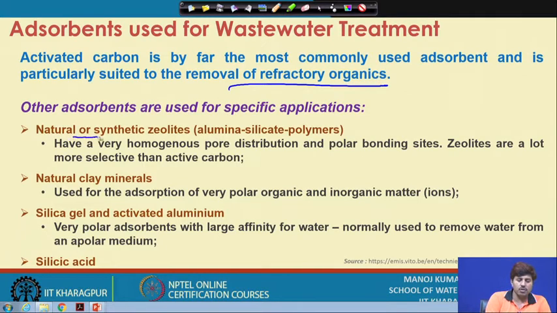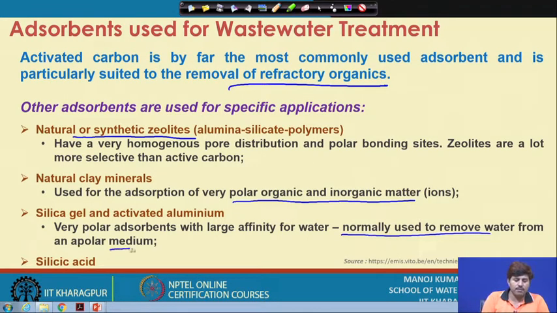Natural or synthetic zeolites can be used for softening and similar applications. Natural clay minerals are used for the adsorption of very polar organics and inorganic metals or ions. Silica gel is used, and activated alumina is used for the adsorption of various elements like arsenic. Salicylic acid can also be used.